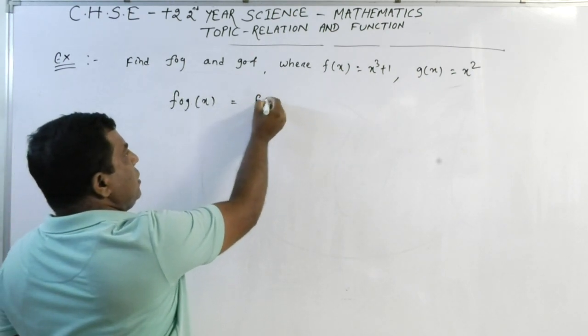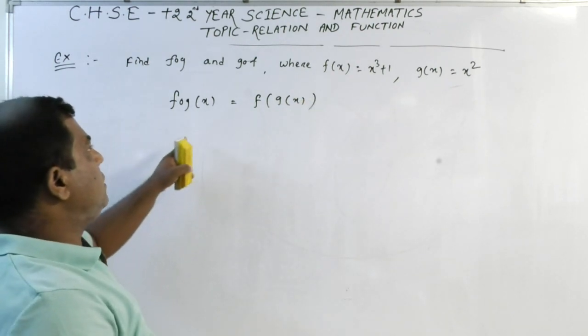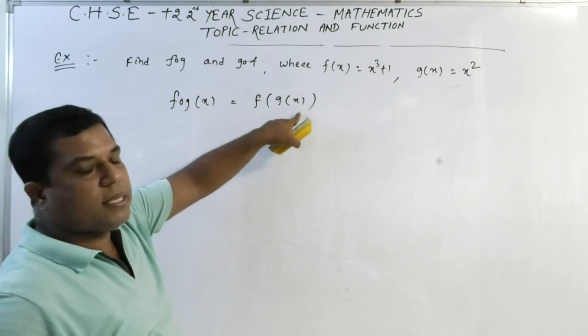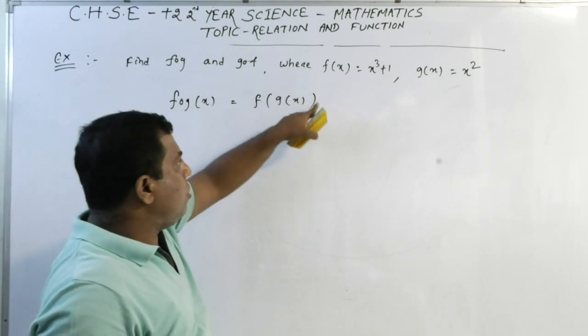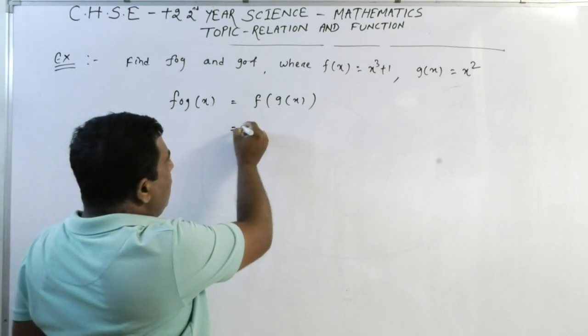So that is equal to f of g of x. It means initially x is there. On it g is applied, that is g of x. And on the total value f is applied. So you see how it is evaluated.